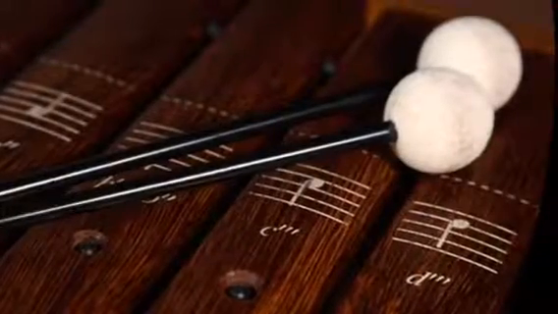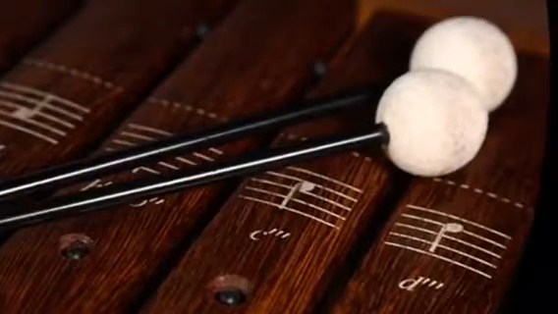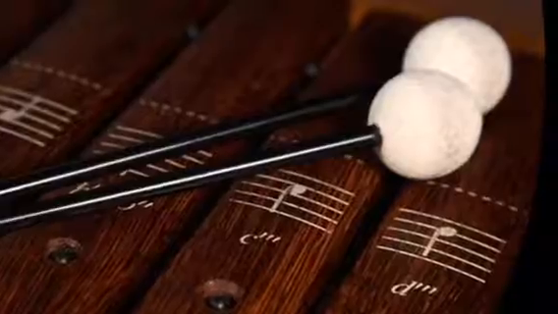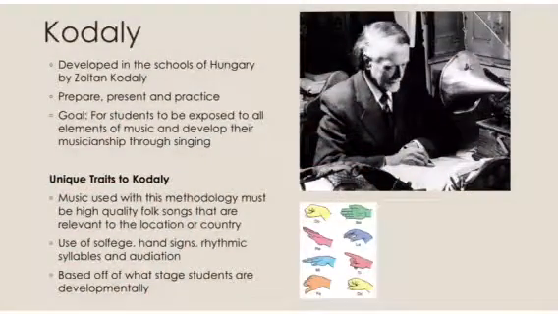To begin with, we'll have a brief overview of each methodology. In the 1940s and 50s, Zoltan Kodály began to develop his music method in the schools of Hungary, where he would try it out on the children in the schools. The main structure of this methodology is prepare, present, and practice.